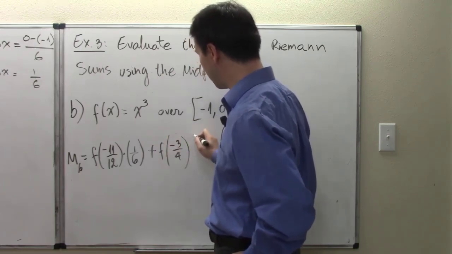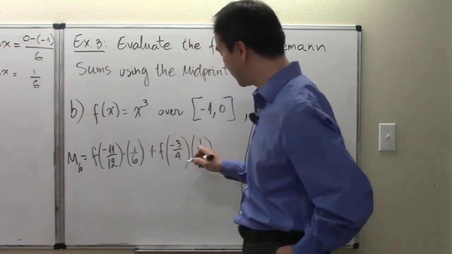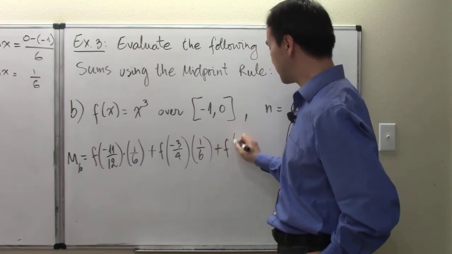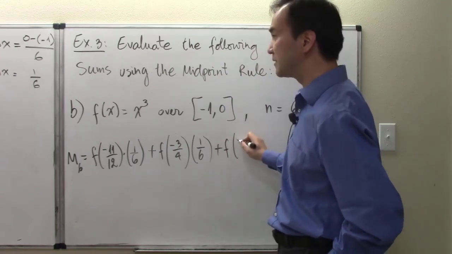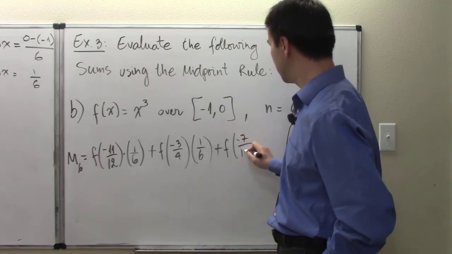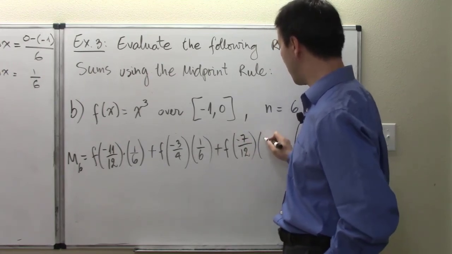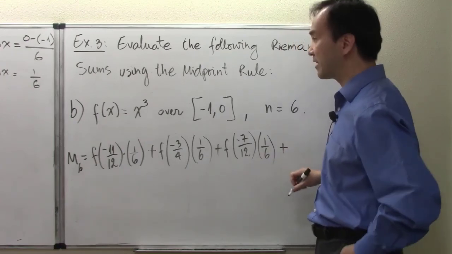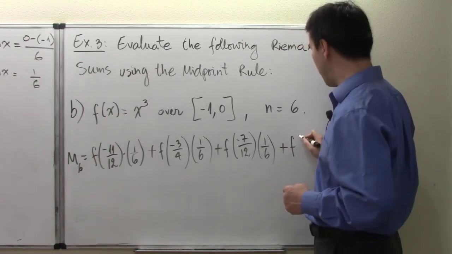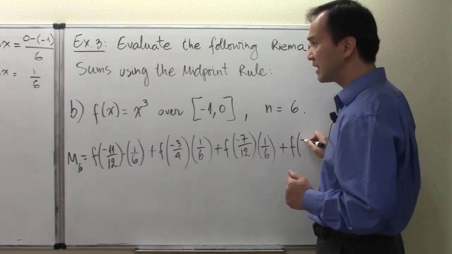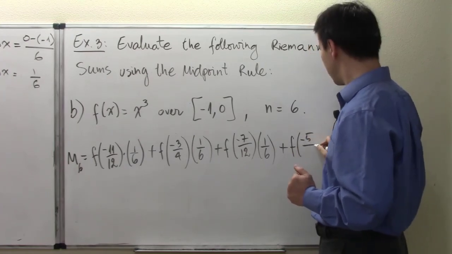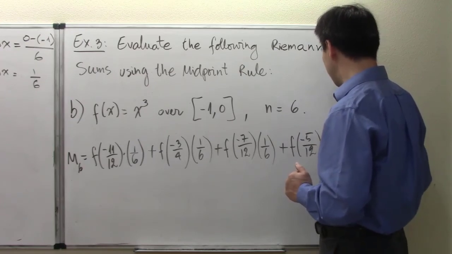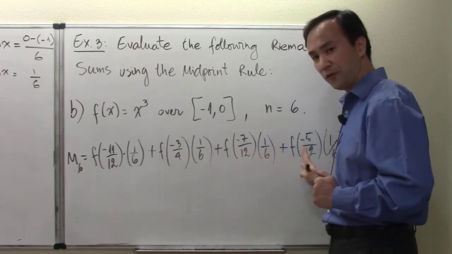That's the height, and then multiplying with 1/6, the space right there, plus, and now the next one, the third one is at negative 7/12 times 1/6 for the width, and then that's the third interval. The fourth interval now is going to be the function value at negative 5/12, and multiply with 1/6. So 1, 2, 3, 4 subintervals so far.